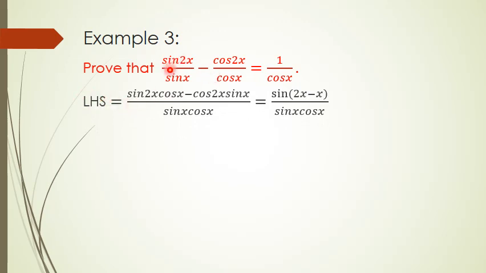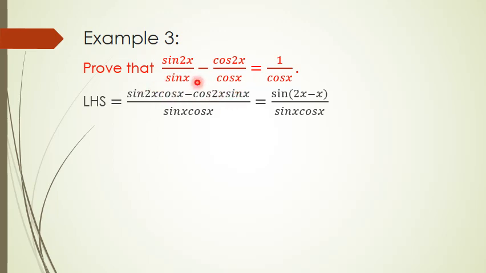The left hand side is two fractions, so we put them under one common denominator. We can use the shortcut of cross multiplication. The common denominator will be sine x multiplied by cos x. That's our common denominator. The numerators are found by cross multiplication: sine 2x multiplied by cos x, and cos 2x multiplied by sine x.